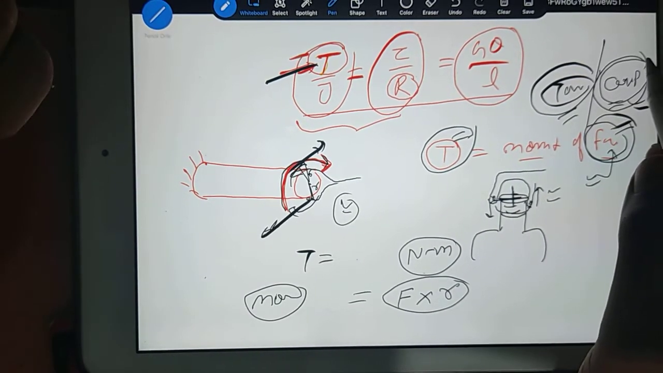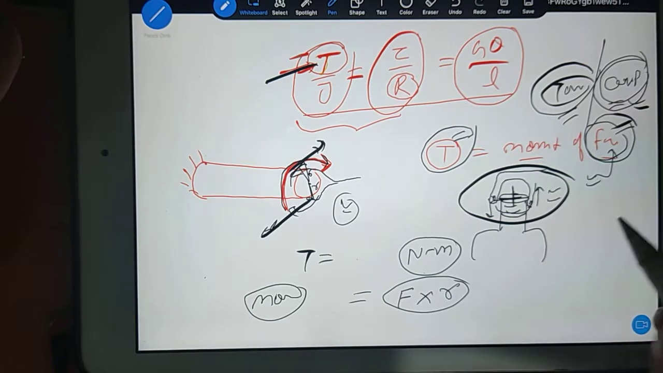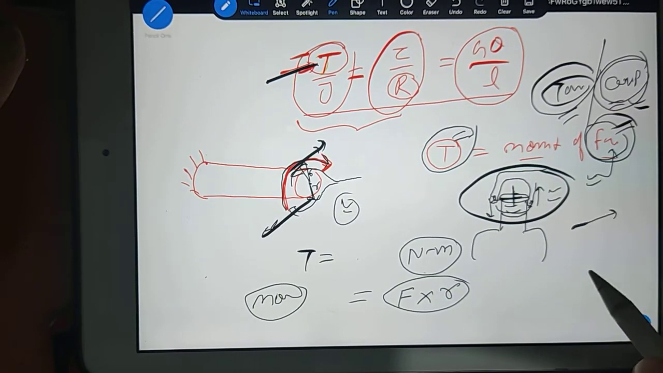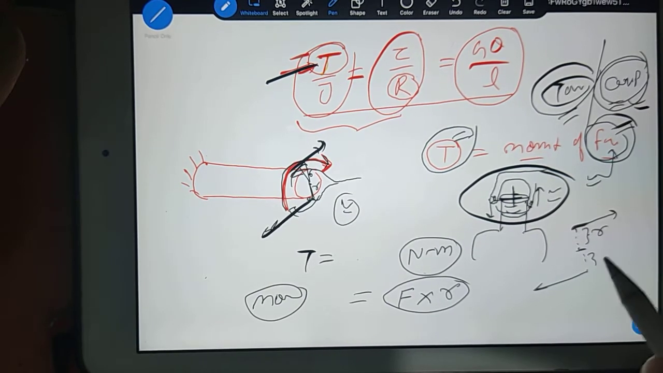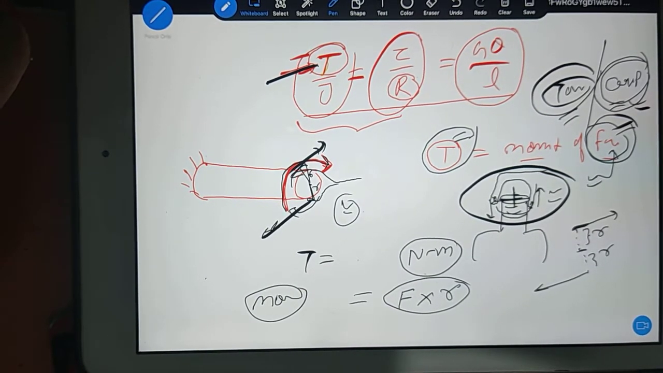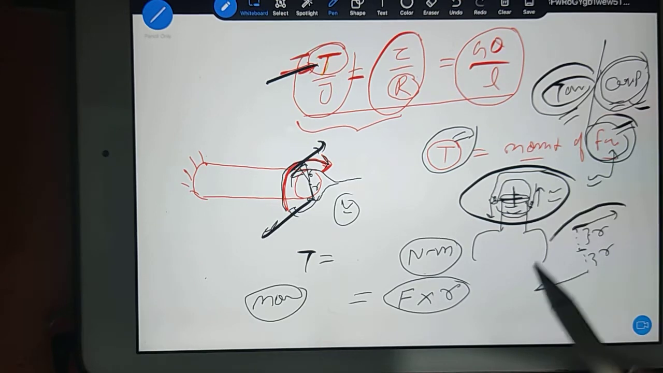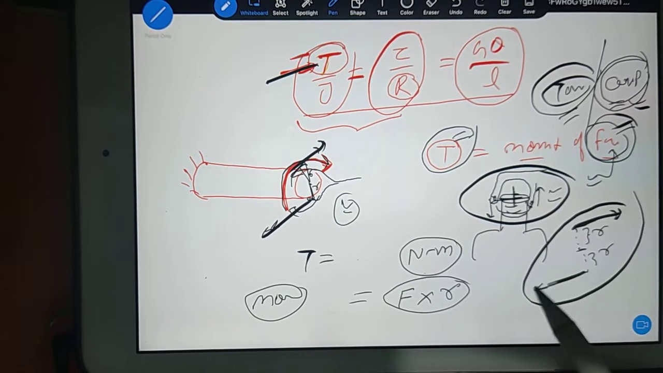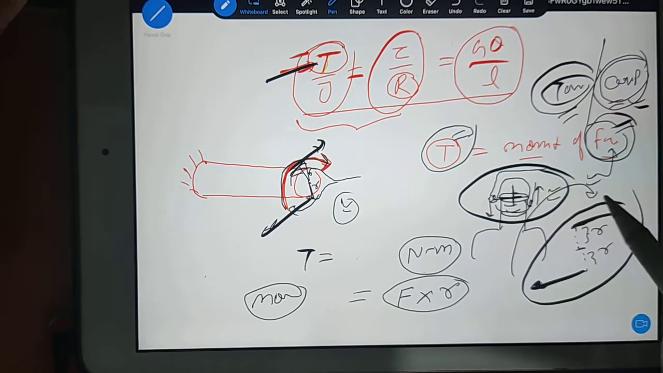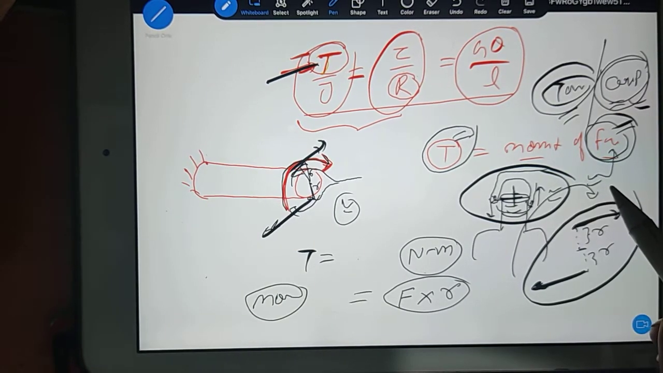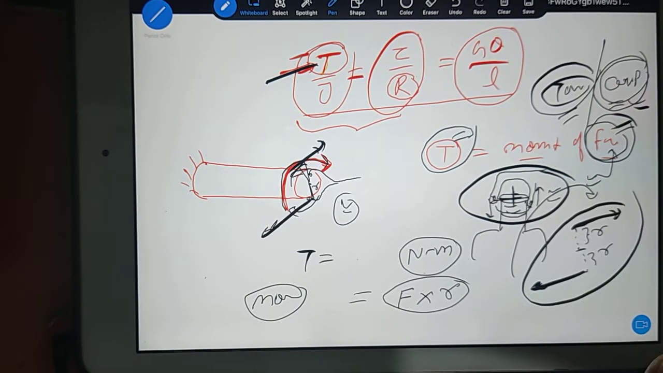Couple is nothing but the effect where you are applying two equal forces like this with a particular distance r and r. So this is called couple. Sometimes you can apply two forces to produce the rotation. Sometimes by only one force you can produce the rotation. So these are the basic differences.